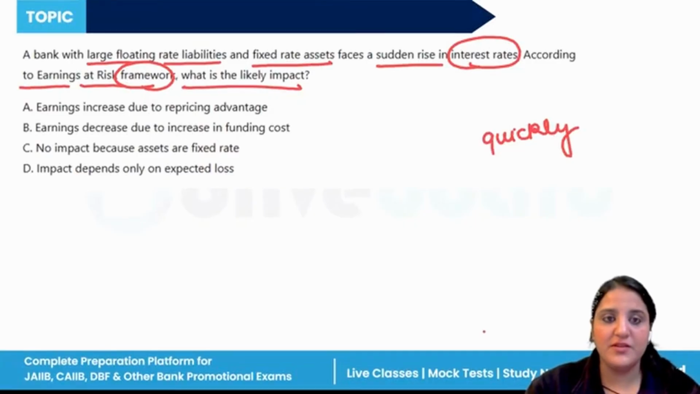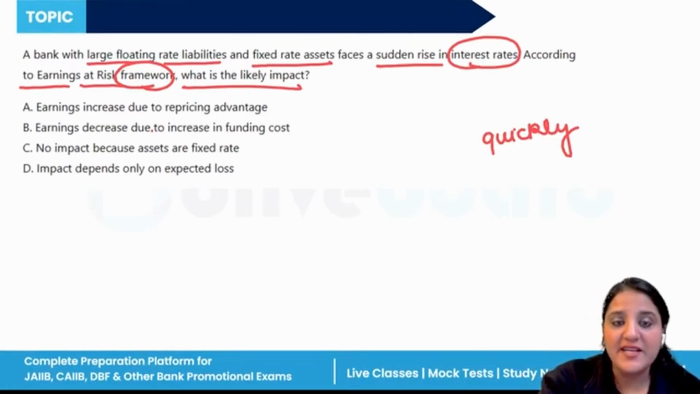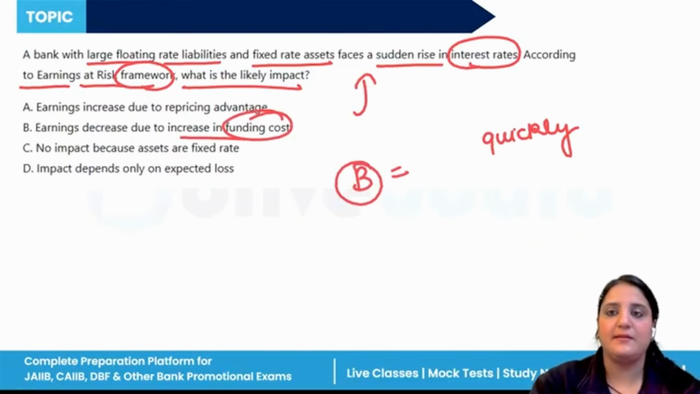So the correct answer of this question, which option is correct here? Option B is correct. That tells earnings will decrease in that case due to the increase in the funding cost. So option B is correct.